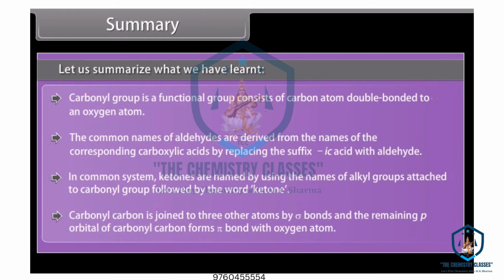Carbonyl carbon is joined to 3 other atoms by sigma bonds, and the remaining p orbital of carbonyl carbon forms a pi bond with the oxygen atom.